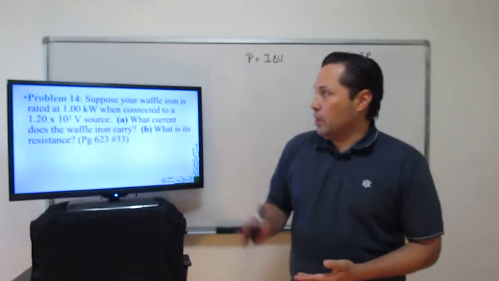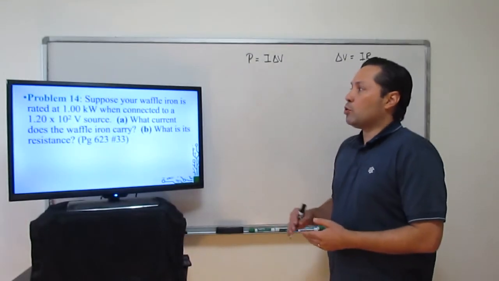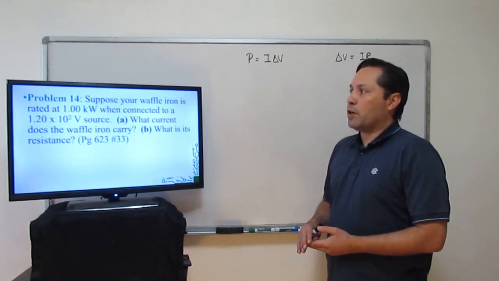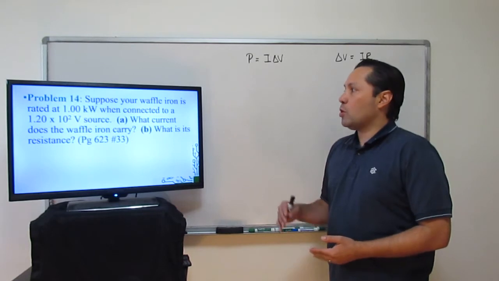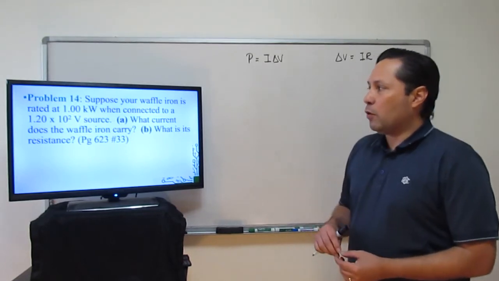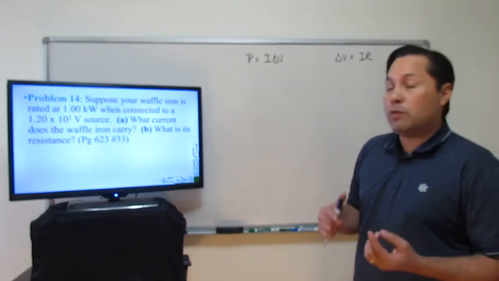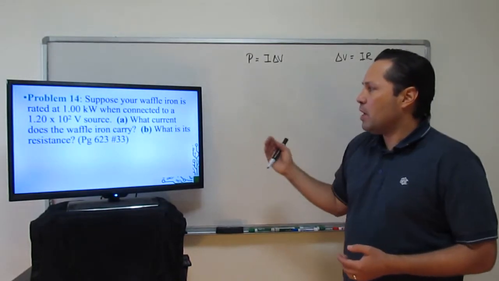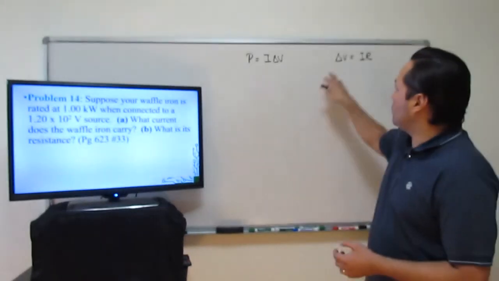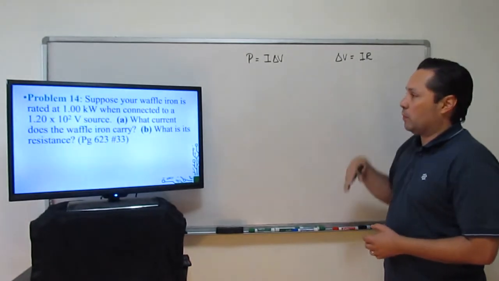Next is problem 14. Here we ask the following. Suppose your waffle iron is rated to 1 kilowatt when connected to a 120 volt power source. What current does the waffle iron carry? Number one, we're going to find the I. What is the current? So we're going to use this formula to solve for it. And part B, what is the resistance? So we're going to use this formula to solve for the resistance.